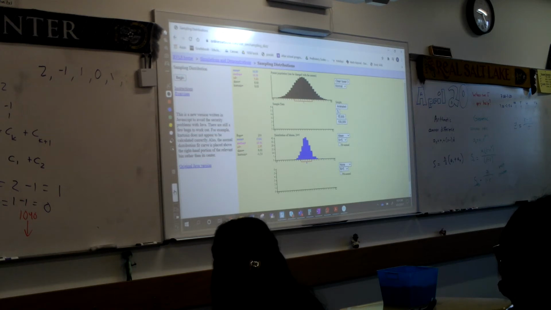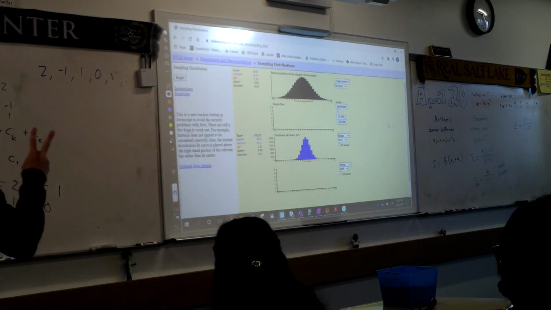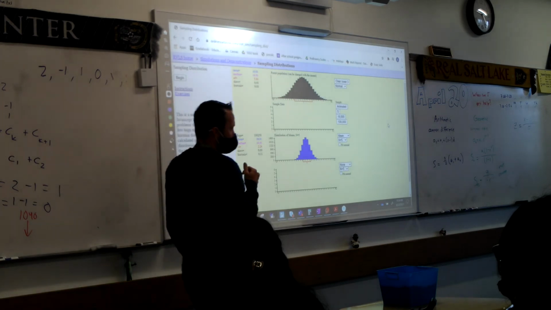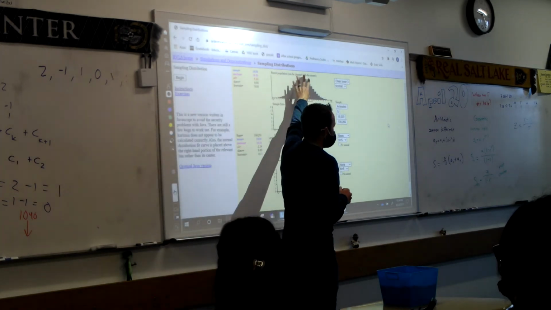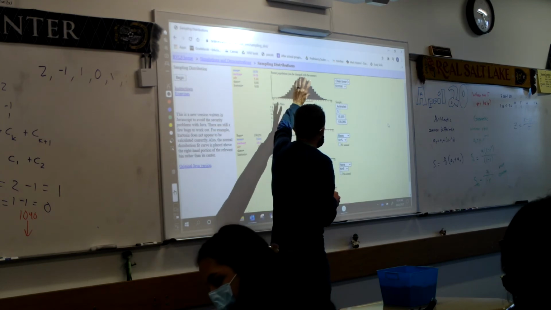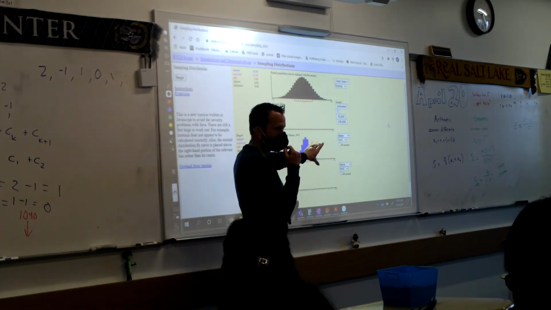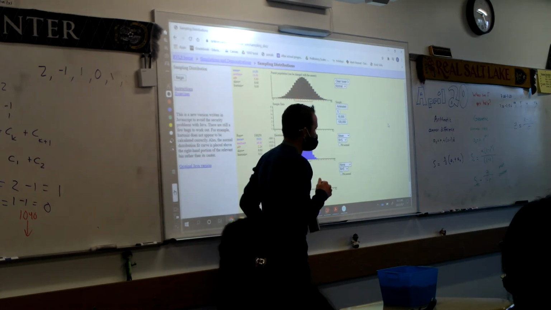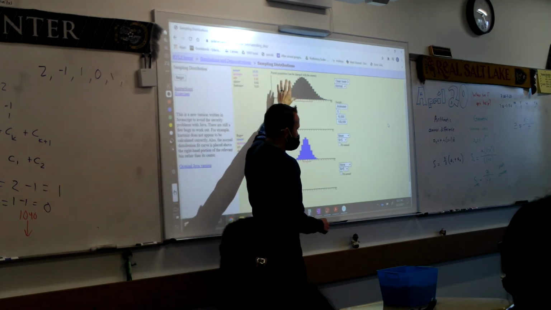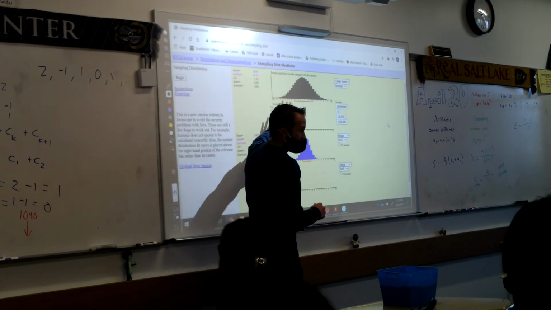But you start to see patterns as you do this. What is the biggest pattern? There are 2 big patterns here that you should notice. What are they? Yeah, so this was normal to begin with, so its sampling distribution was also normal. That's one of them. If it starts out normal, then absolutely the sampling distribution is normal. This is our population, this is our sampling distribution, and this is our sample data.